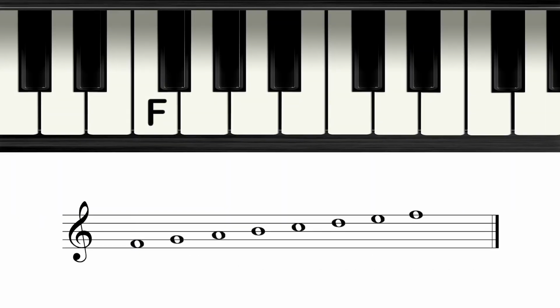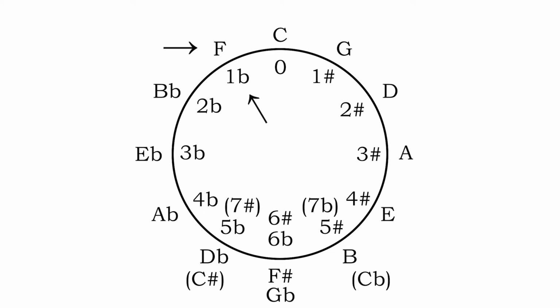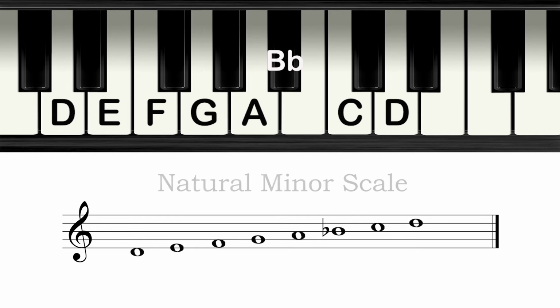Here is F major. Let us find its relative minor. So with F major, you go down 3 half steps from the note F to the note D. F major has one flat, which is the B flat. So put B flat on the D minor scale. This is a D natural minor scale.